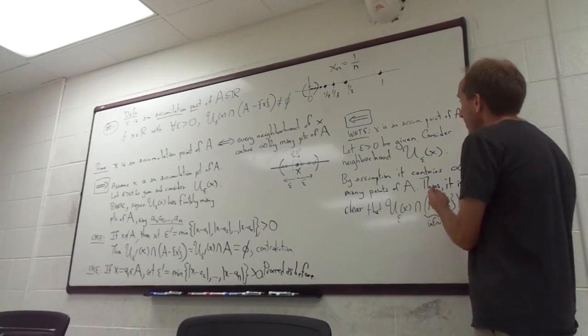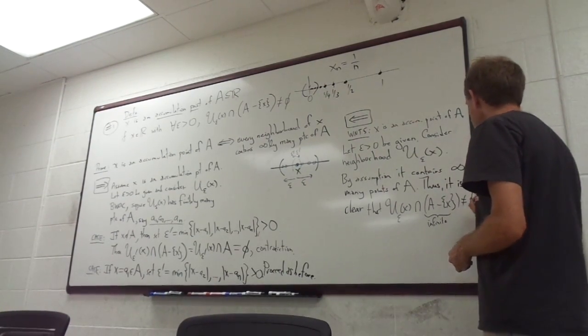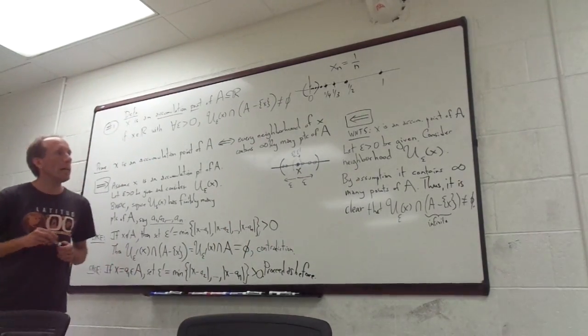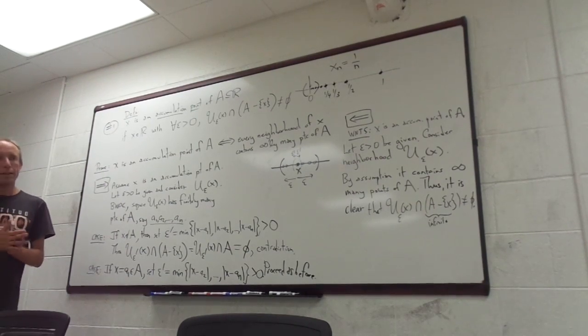This is an infinite set of elements that are in this neighborhood, right? So if it's infinite, it's definitely not empty. So that's the proof of the backwards direction. A little bit more straightforward. Does this make sense? Mm-hmm.